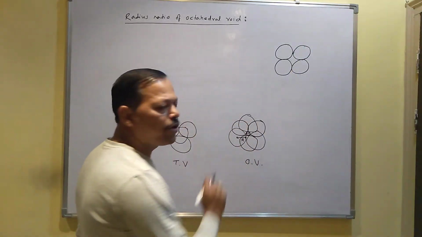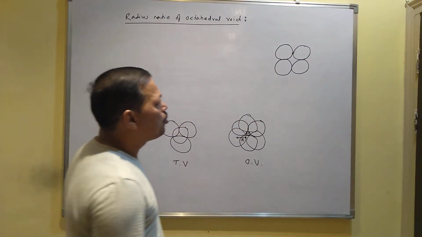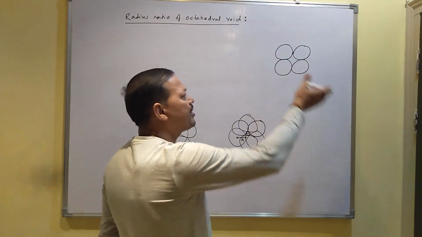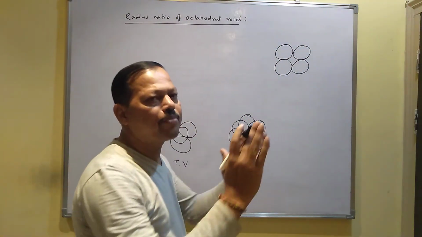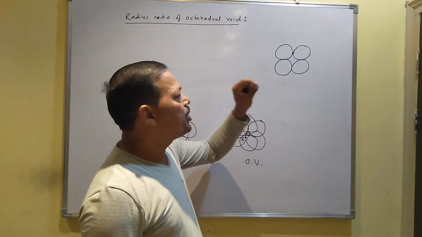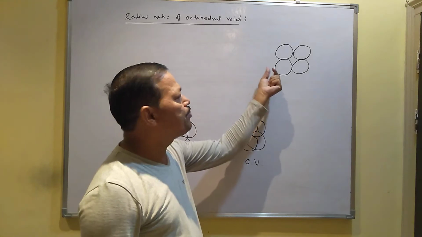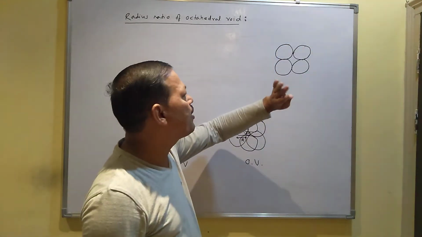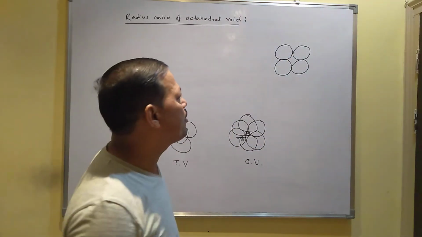As you know, an octahedral void is formed by 6 particles. So what you have to consider, one particle is below the void and another particle is above the void. Like that you have to consider 6 particles. So here I have shown only 4. You have to consider one particle below the void and one particle above the void. Total 6 particles are present. So this is one example of an octahedral void.